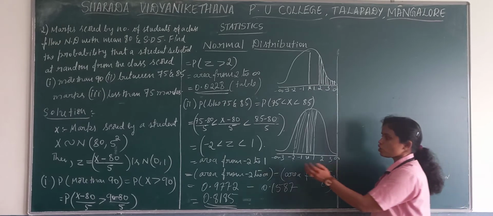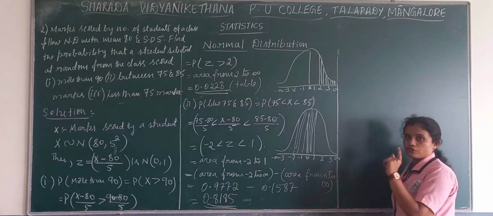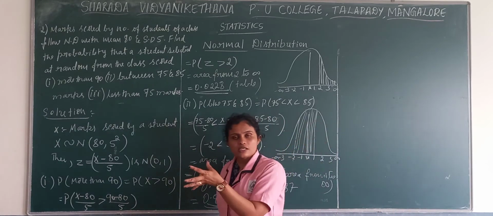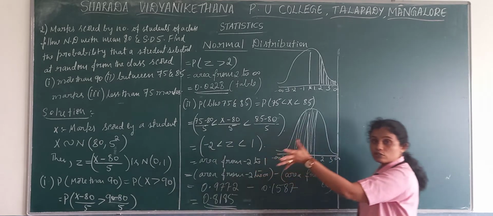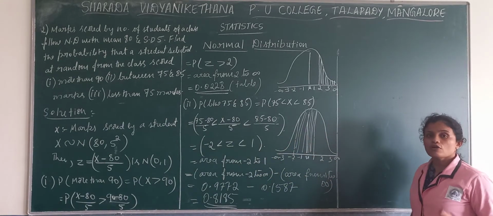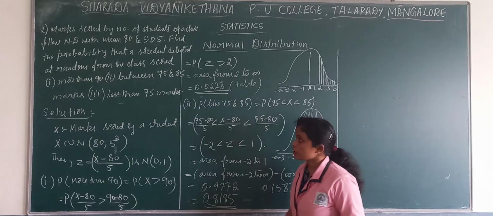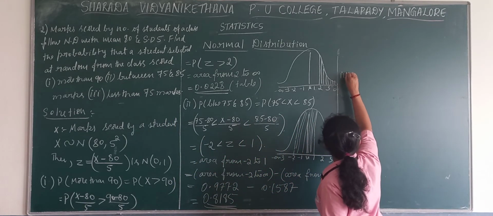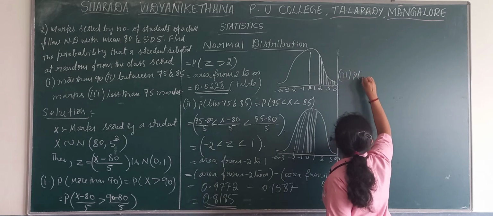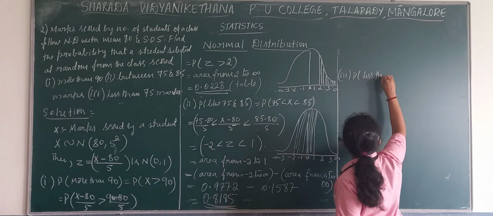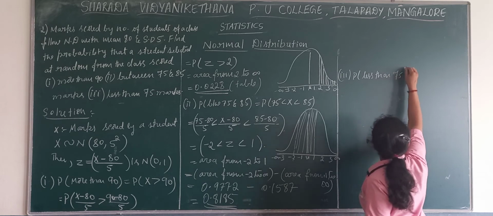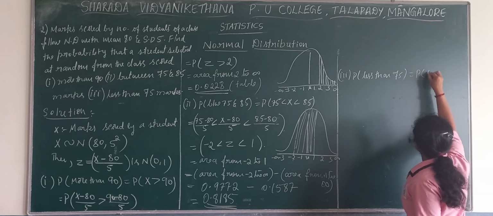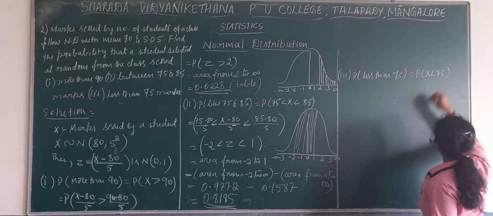In case of lesser than also, minus infinity to positive infinity, the value is 1. From that, what particular value you will get? It might be 0.3, 0.1. From that to positive infinity, that value from the table you have to take and deduct. We'll see now, less than 75, what will we get? Third one, less than 75. So here P of x is less than 75.